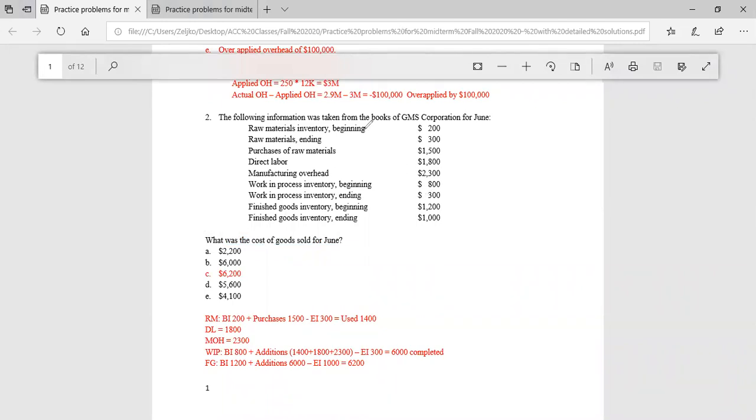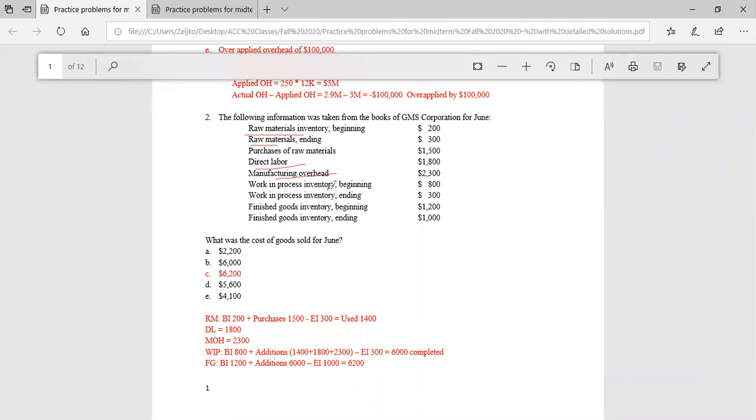Well, what goes into cost of goods sold? It depends on what type of company it is. If it's a merchandising company, then it's basically just the merchandise, right? But if it's a manufacturing company, which this looks like, then we know what goes into cost of goods sold: raw materials, direct labor, and manufacturing overhead, right? Those are the 3 things that go into cost of goods sold.